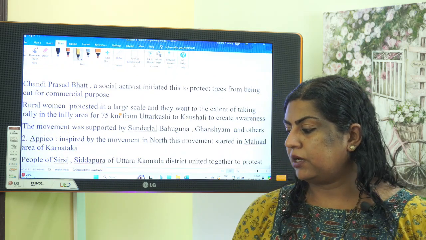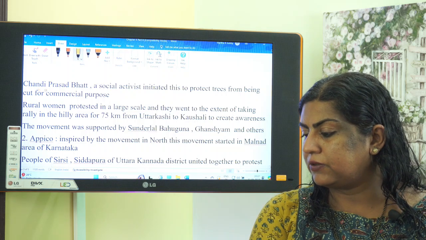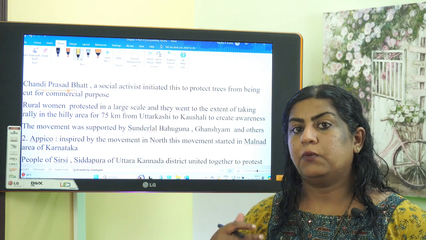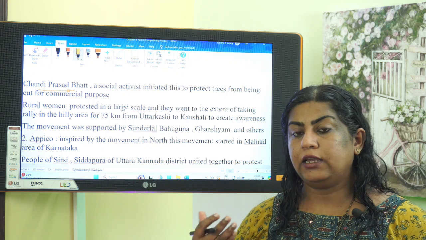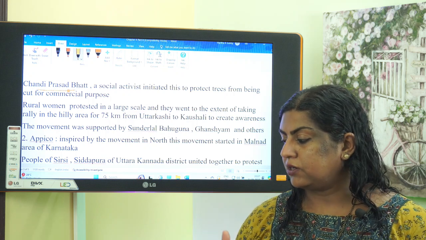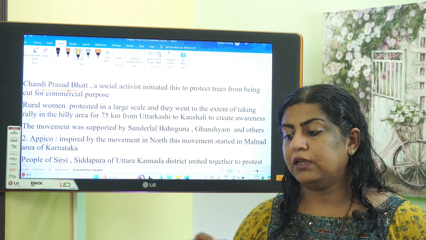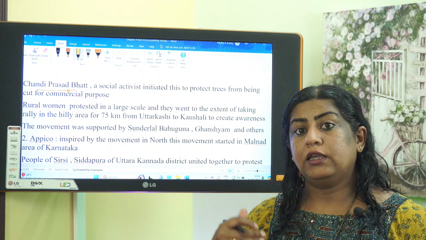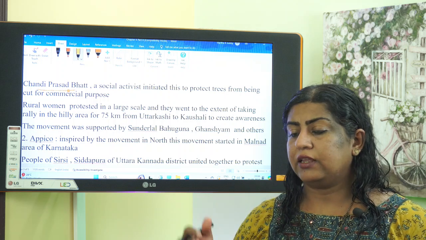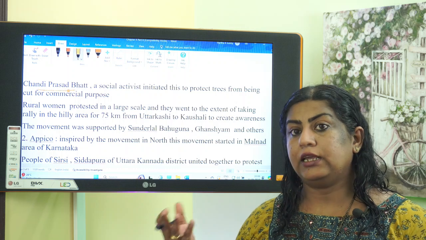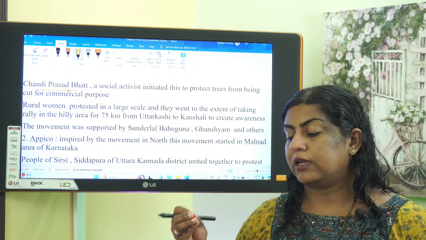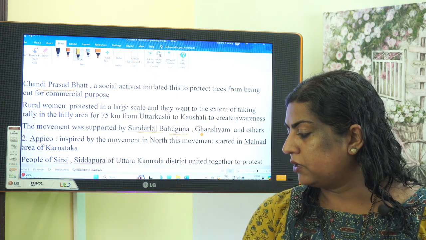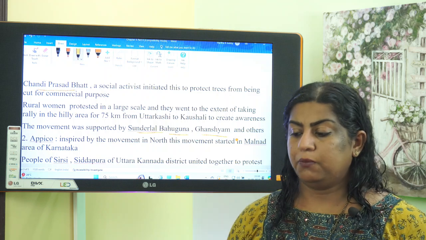Chandi Prasad Bhatt, a social activist, initiated this to protect the trees from being cut for commercial purposes. Rural women protested on a large scale, and they went to the extent of taking rallies in the hilly area for more than 75 kilometers from Uttarkashi to Kaushali to create awareness among the people. The movement was supported by Sundarlal Bahuguna, Ghanshyam and others. So that was the Chipko movement.